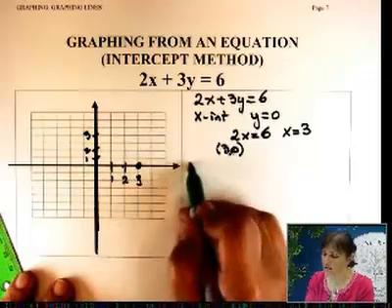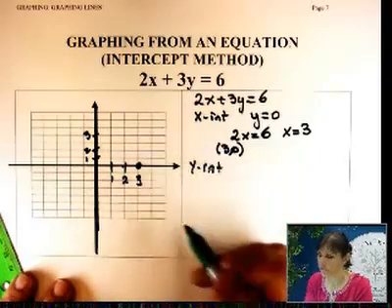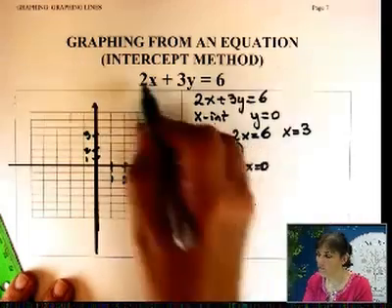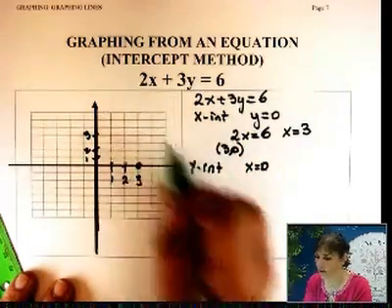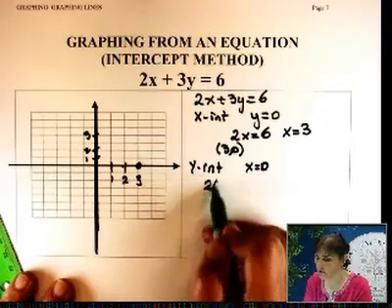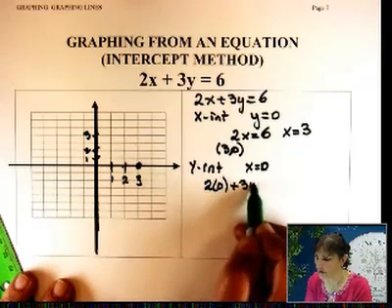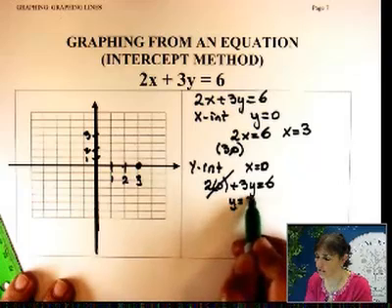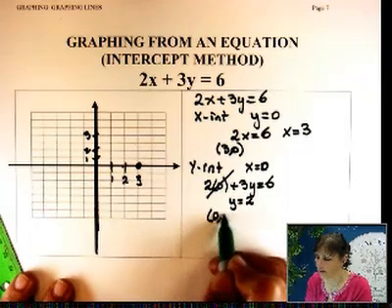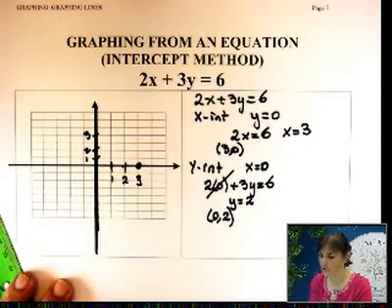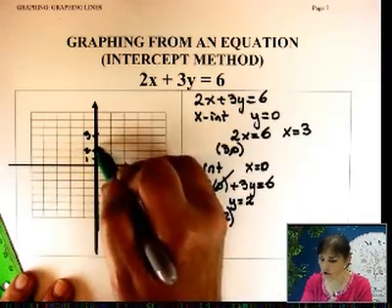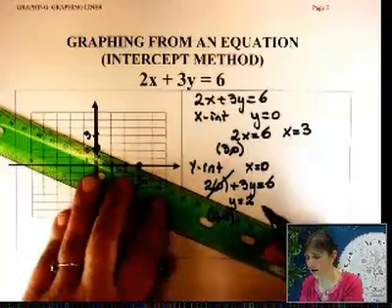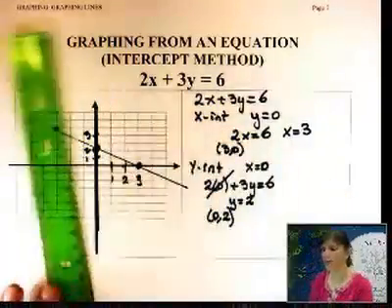All right, let's look at the y-intercept. That's when x is 0. Okay, so let's put x as 0 in there. You put 2 times 0 plus 3y equals 6. That goes. 3y equals 6, y equals 2. That means (0, 2) is my y-intercept. Here's my point. And I simply draw a line through those two intercepts.